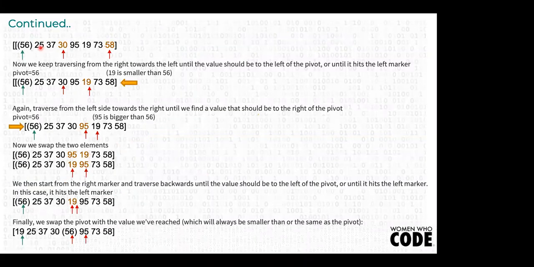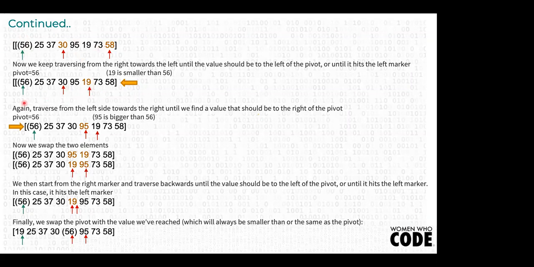Okay, so now we keep doing that again. Traverse from the right towards the left until you find a value that has to be to the left of the pivot, or it hits the left marker, here 30. So you check 58, and then 73 is greater than the pivot. Then you come to 19, and you know that 19 is less than 56, and it has to be towards the left of 56. So we move our pointer here.